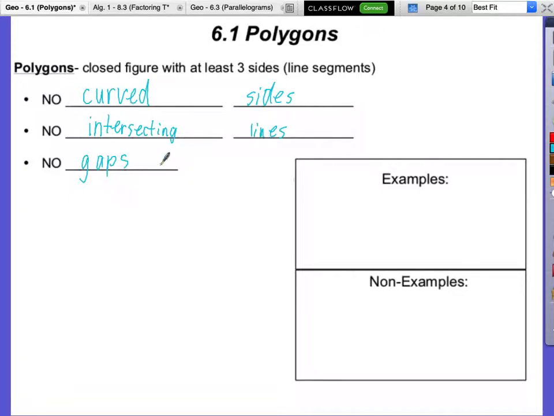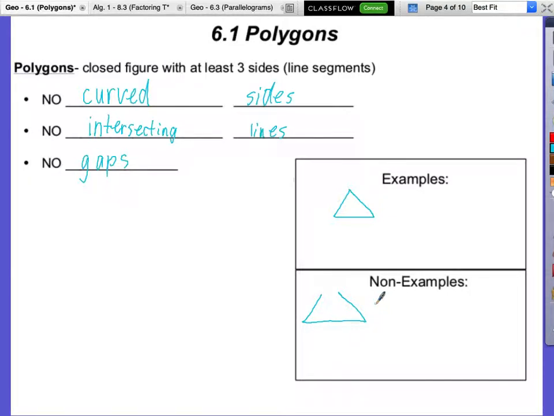So an example of a polygon, I heard someone say triangle. That would be an example because there are no curved sides, they're all straight. There's no intersecting lines. And there's no gaps in it. There's not an opening. Whereas here, that's pretty close, but why would this be a non-example? Because there's a gap, okay? It's not a closed figure. This would be considered an open figure. So that would be a non-example. A non-example is an example of something that's not it, okay?